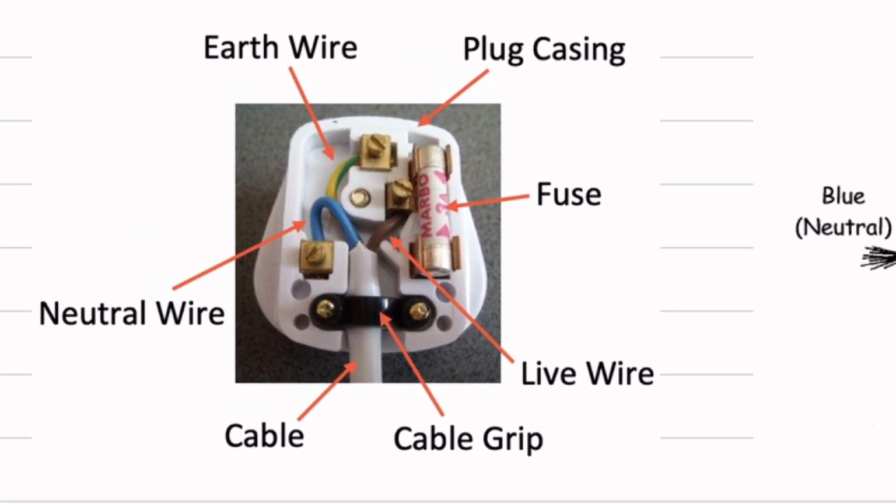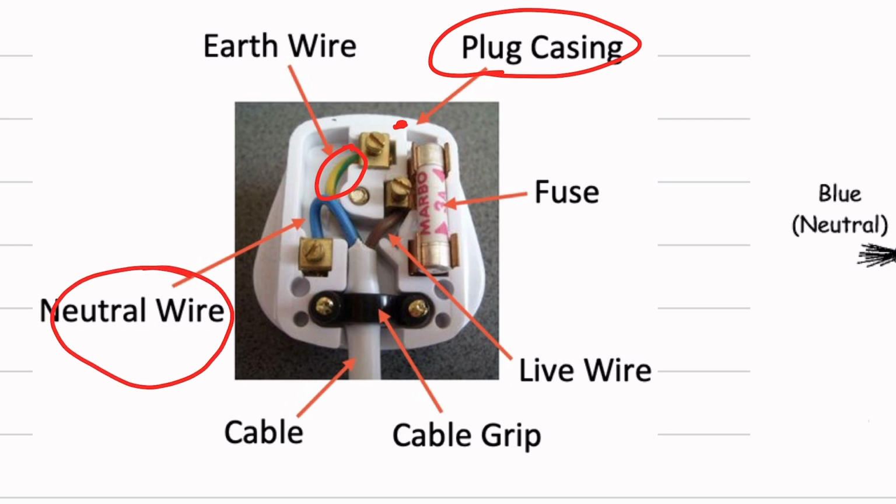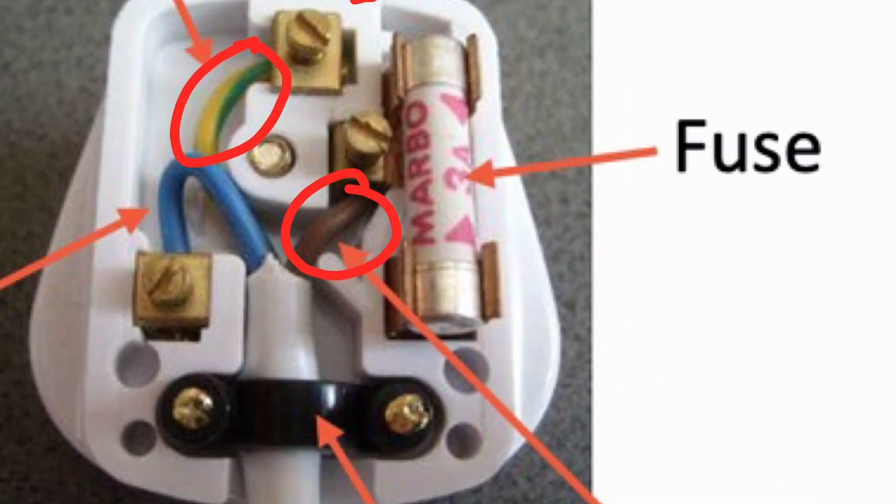So here we have an electric plug. Here, this white color is the casing of the plug. This green wire that you can see over here is the earth wire. The blue wire that you can see over here is the neutral wire. And the brown wire that you see over here is the live wire.